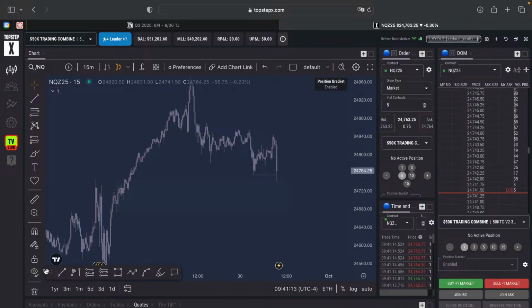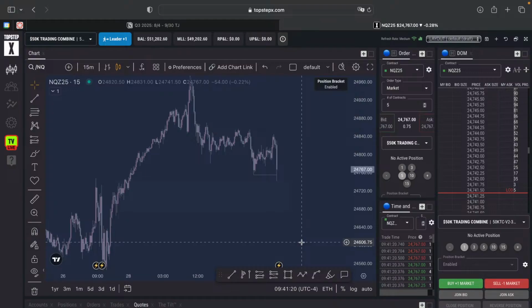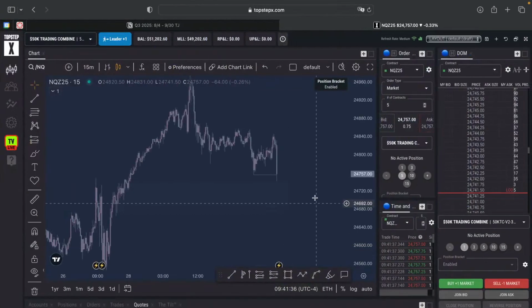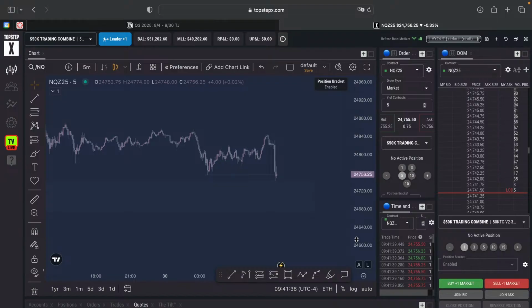So yeah, it just becomes a game of patience. I'm probably not going to sit here and just watch the price action the whole time. I don't really know how to use OBS like that, so I'm just going to leave this alone. But let's see what's happening here.